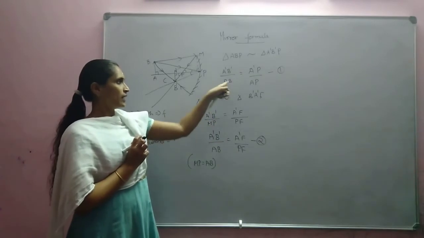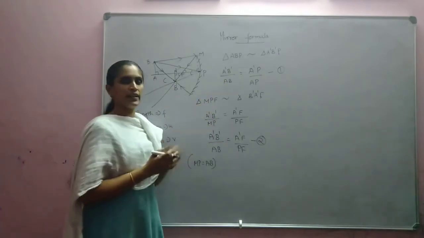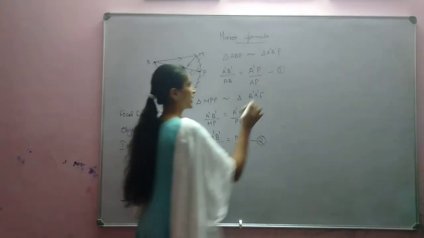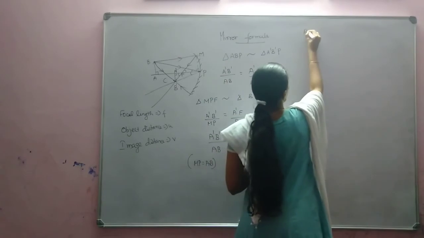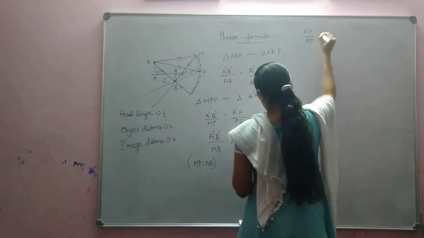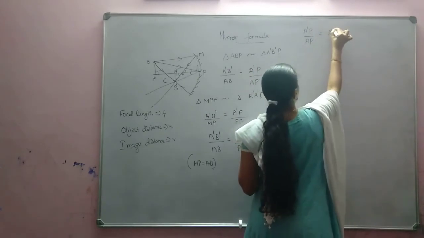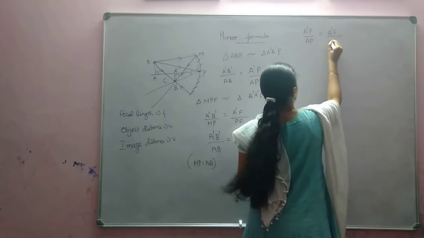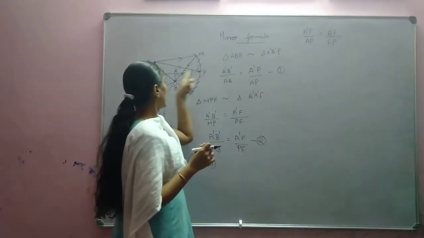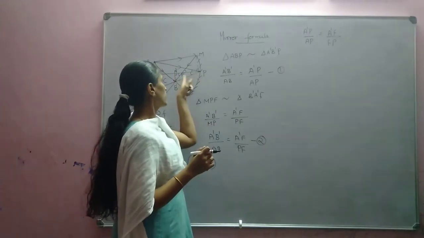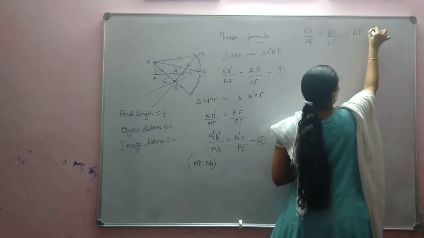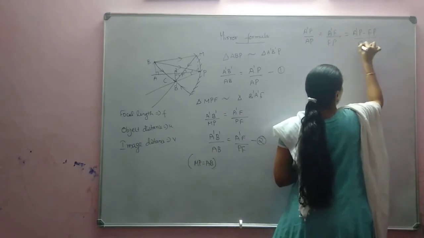We can see that the LHS part is the same, so the RHS part should be equal. So we can write A dash P by AP is equal to A dash F by FP. And what is A dash F? A dash F can be written as A dash P minus FP. So A dash P minus FP by FP.